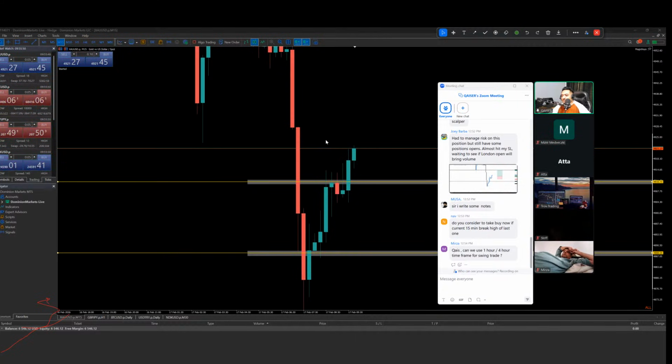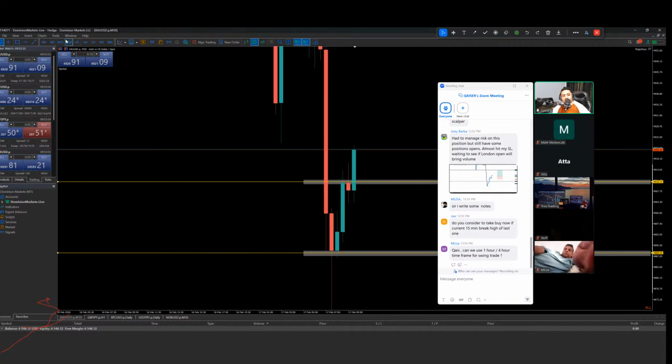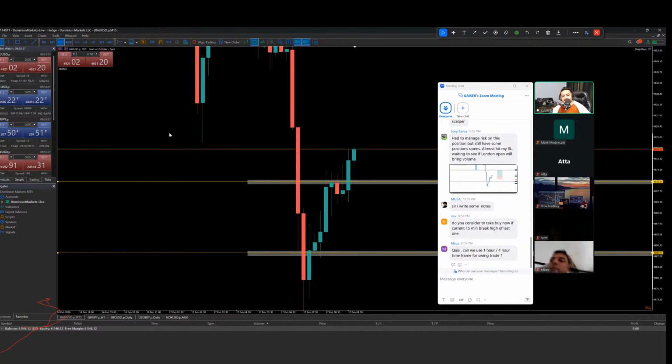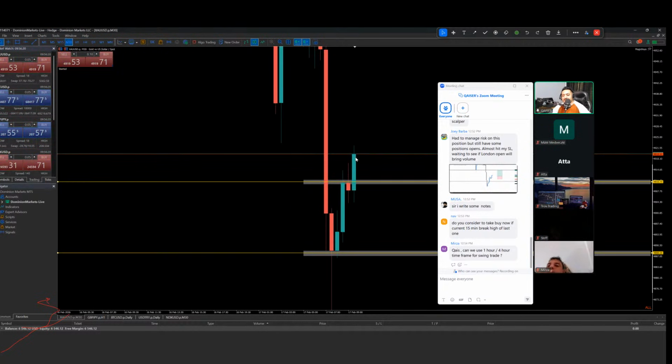Why didn't you take an impulse buy on M30? Because I was not interested in an impulse buy. I just wanted to see this candle close actually. That's it. So let's see. Do you consider taking a buy if the current M15 breaks the high of the last one? Not interested in it. There's 3 to 4 minutes left for the candle to be closed, and we're heading towards the opening of the London session. So I'm waiting for this 30-minute candle to be closed to give my trade a chance.